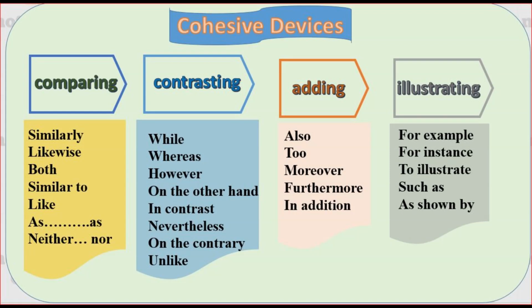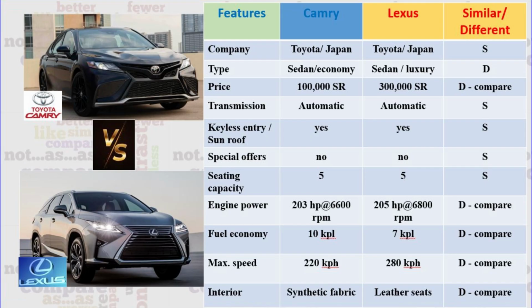For body paragraph 1 and 2 you need to use different cohesive devices. This list of cohesive devices will help you understand how to use them in sentences. Now let's take a sample essay. A comparison between 2 cars, the Camry and the Lexus. Once you get the topic, make brainstorming and collect all the points that come to your mind. Then divide them into similarities and differences.